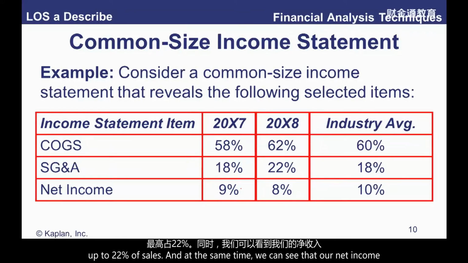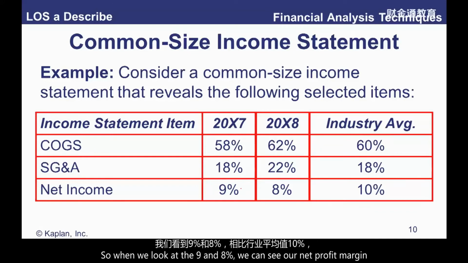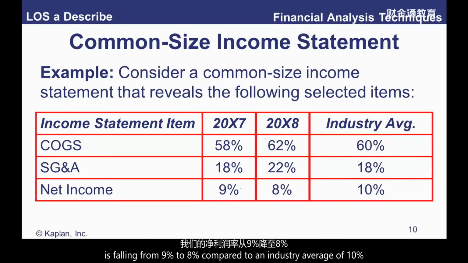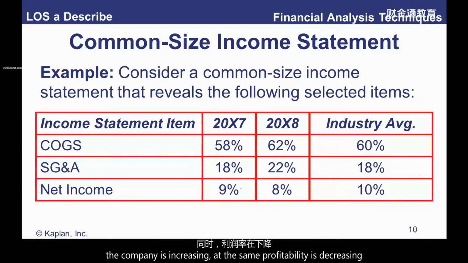And at the same time, we can see that our net income, now of course, net income divided by sales is actually the net profit margin. So when we look at the 9 and 8%, we can see that our net profit margin has fallen from 9% down to 8% compared to an industry average of 10. What does this tell us? Well, in particular, we can see that our cost base for this company is increasing, at the same time profitability is decreasing.